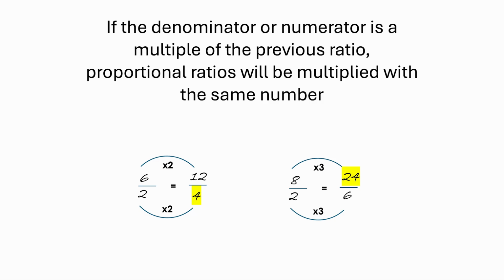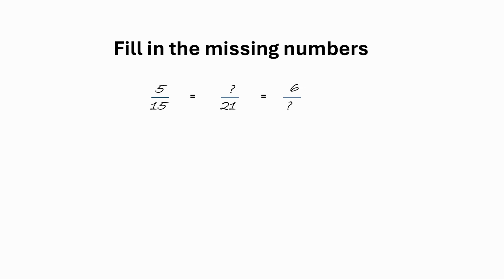With all these rules in mind, you can solve all these kinds of questions where you have to fill in the missing numbers. So here 5 by 15 is equal to something by 21. Here we see that there is a relationship between 5 and 15, no? So 5 is 1/3 of 15, or we can say that the denominator is 3 times the numerator. So if the ratios are proportion, then the second would also be the 1/3 of 21, which is 7. And in the third, we are given the numerator, so the denominator will be 3 times of it, that is 18.